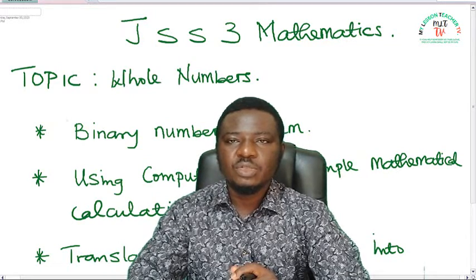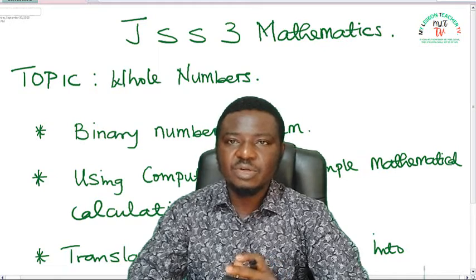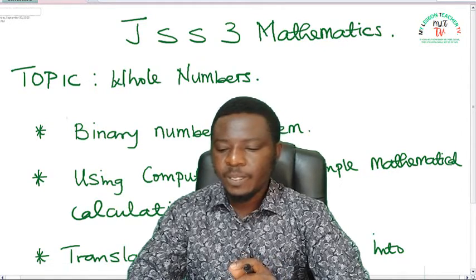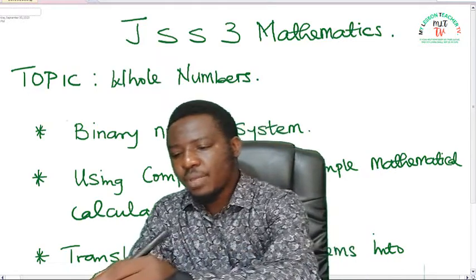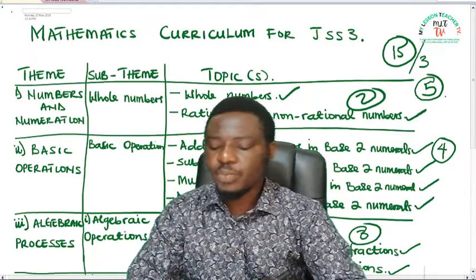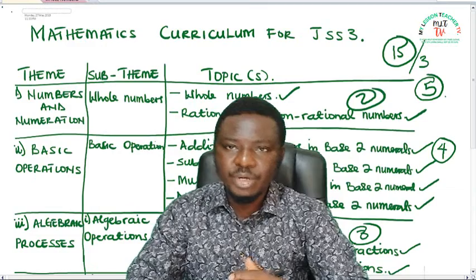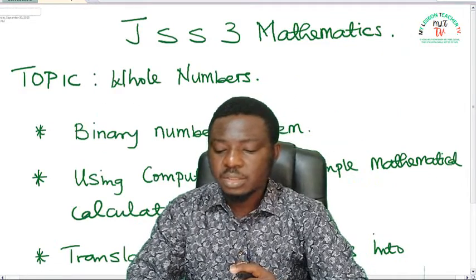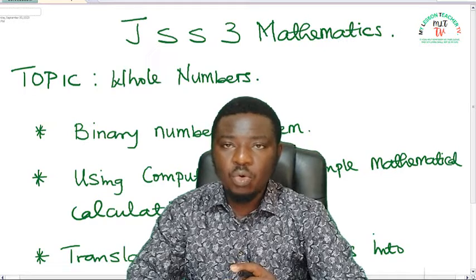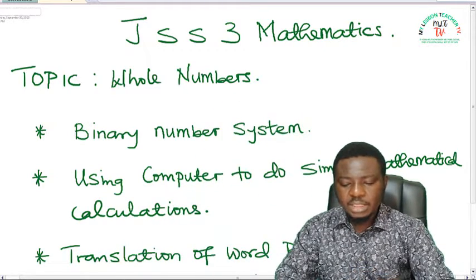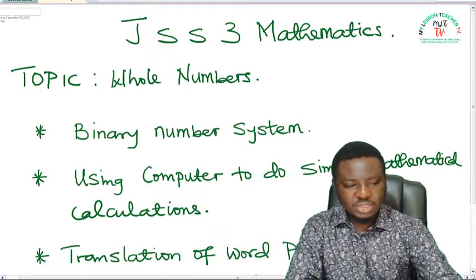Today's class is a continuation of our previous classes on JSS3 mathematics. In today's class, we shall be looking at whole numbers. Whole numbers happen to be the first topic under number and numeration. In today's class, we shall be looking at the following themes under whole numbers. We shall be looking at the binary number system.